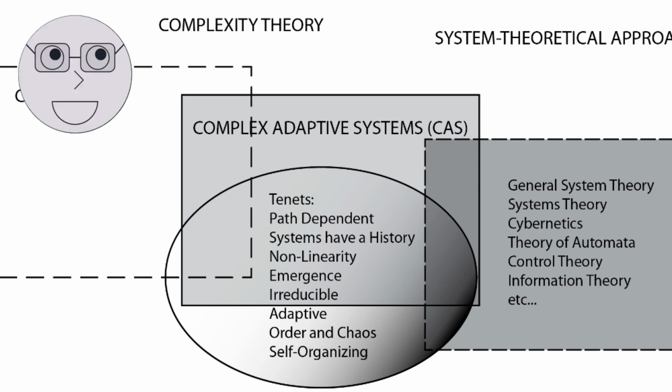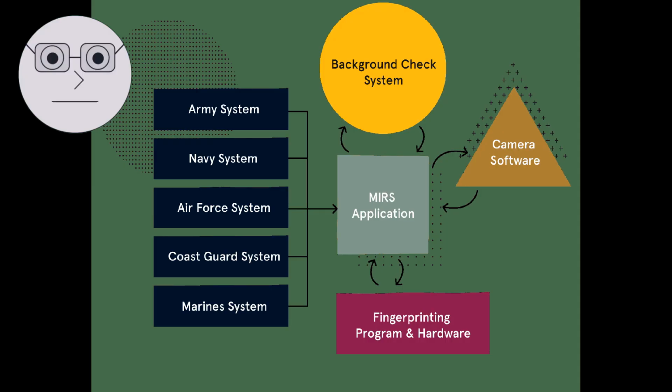It is an interdisciplinary field that draws on ideas from mathematics, physics, biology, computer science, and many other fields. At its core, complexity theory is concerned with understanding how complex systems behave and evolve over time. These systems can range from the human brain to the global economy, from ecosystems to social networks.